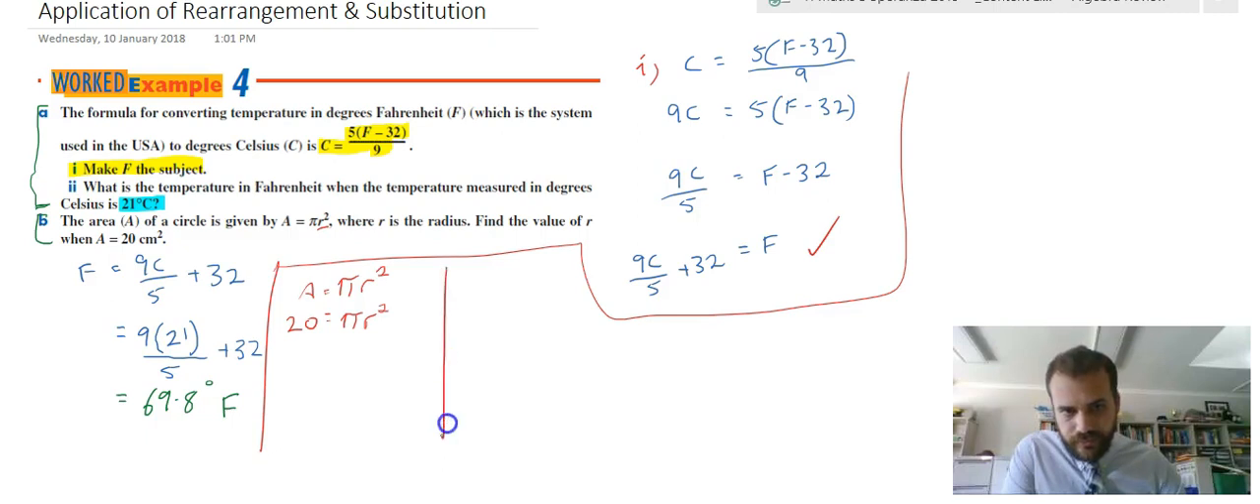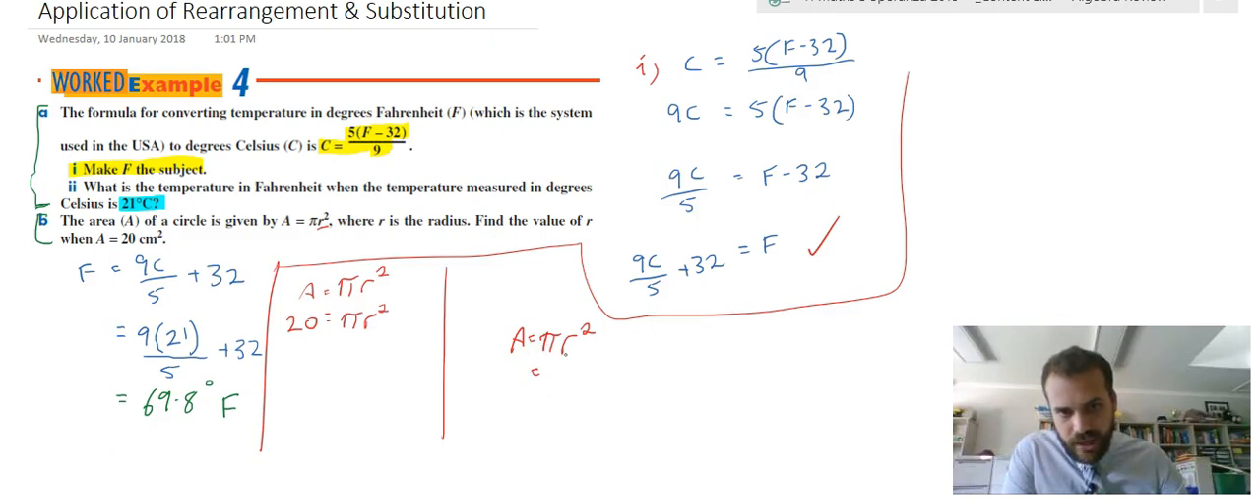Or we could do what we've done in the previous question, which is start off with our initial formula and make r the subject first and then sub the 20 in. Most of you will probably be more comfortable with the first way, but it's probably better to get used to this way because we can generate a formula for r and then sub in whatever we want for A.